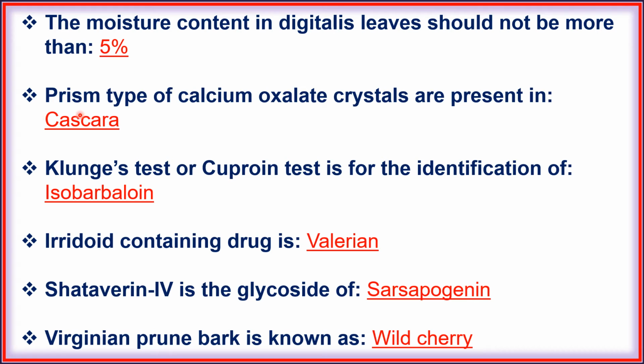Next, which type of calcium oxalate crystals are present in cascara? Next, Klunk's test or Borntrager test is for the identification of isobarbaloin. Next, iridoid containing drug is valerian. Next, Satavarin 4 is the glycoside of sarsapogenin. Next, Virginian prune bark is known as wild cherry.